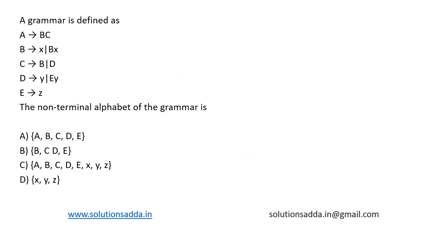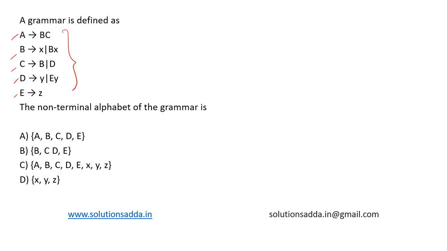This is a previous ISRO question. A grammar is given here and it is defined as follows. And the question is, the non-terminal alphabet of the grammar is. So, first of all, what are non-terminal alphabets? The set of all non-terminal symbols are those from which all the strings in the language can be derived by applying production rules. And these are the production rules.